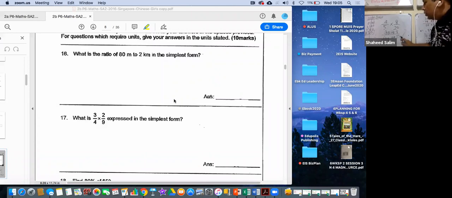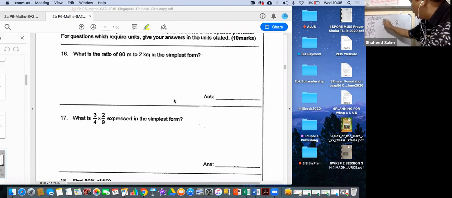I do not know. So, if let's say you're not comfortable with cancelling that way, that means at primary 4, primary 5, you didn't practice it this way. But I'm telling you, you can. But don't do this. I do not want you to do this.